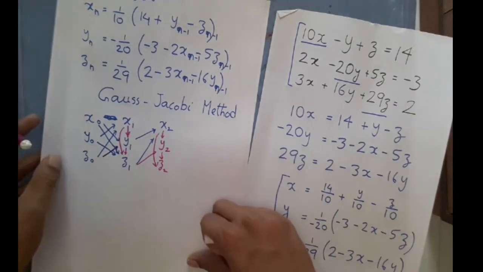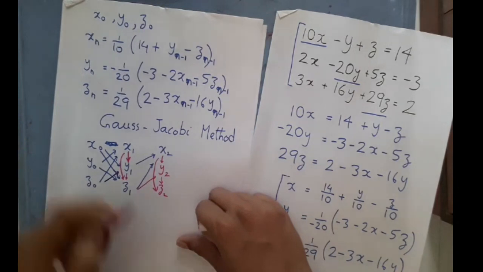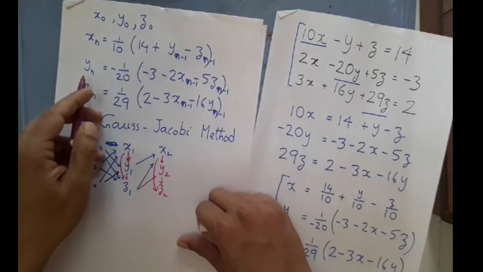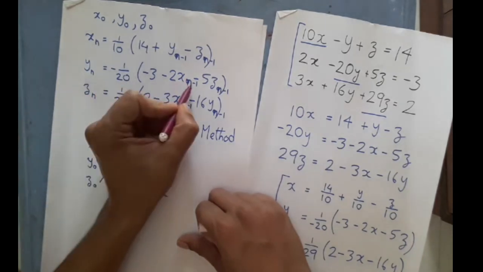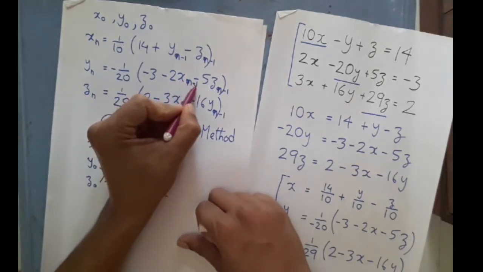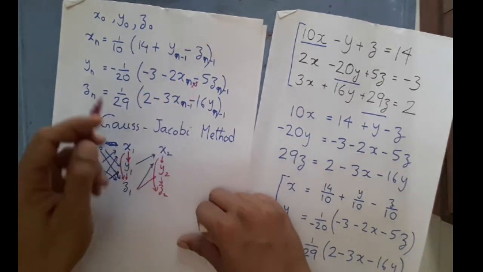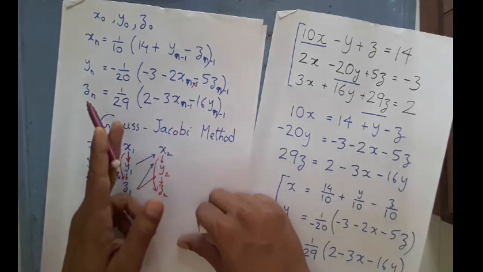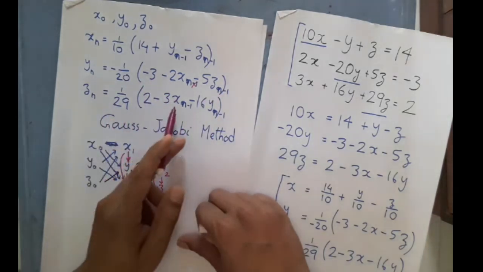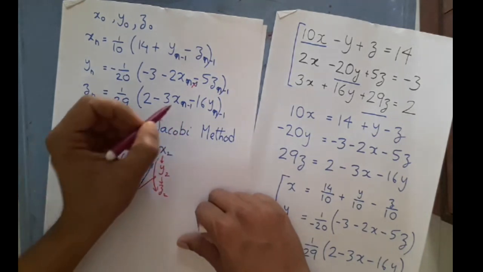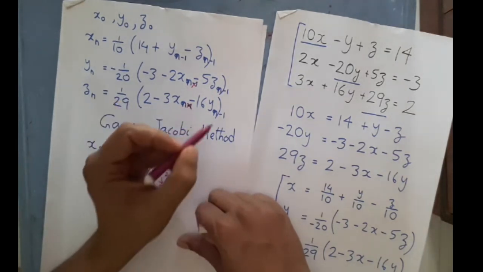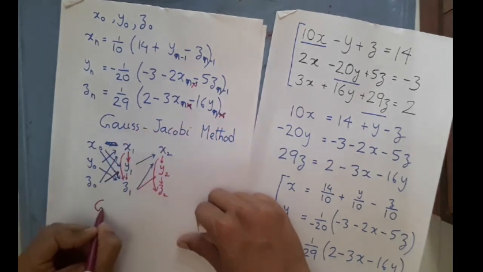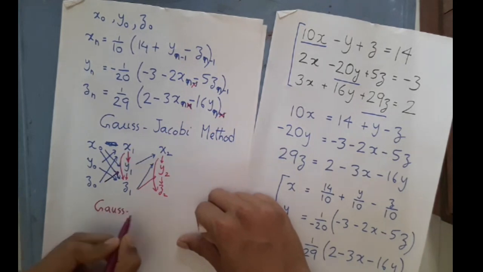So the equations remain essentially same as before, except that here my n minus 1 remains. When I am computing yn, I will be using xn and not xn minus 1. Here still zn minus 1, because zn is not yet prepared. When I compute zn, I will be using the most recent value of x, that is xn, and most recent value of y, that is yn. This will be the Gauss-Seidel method.